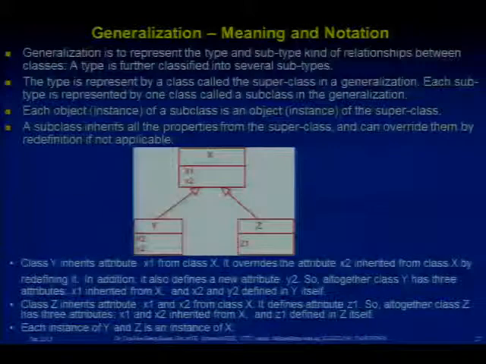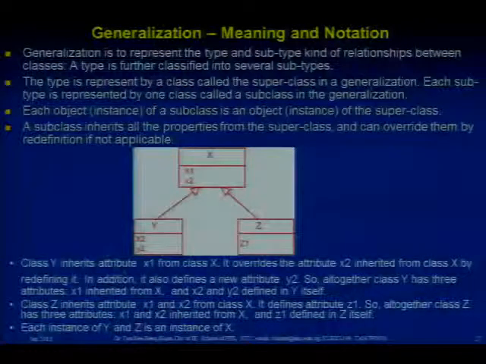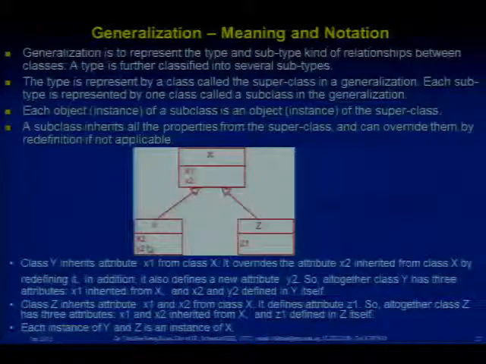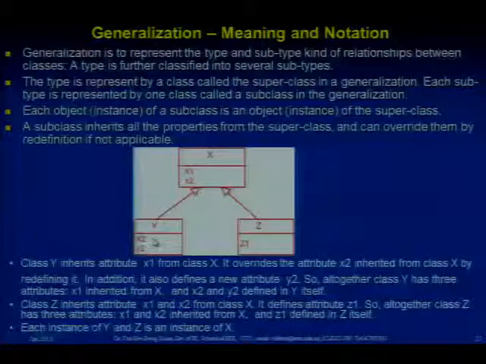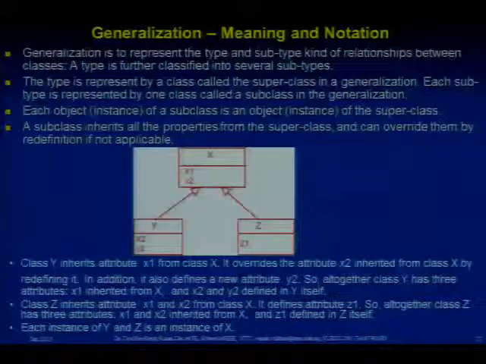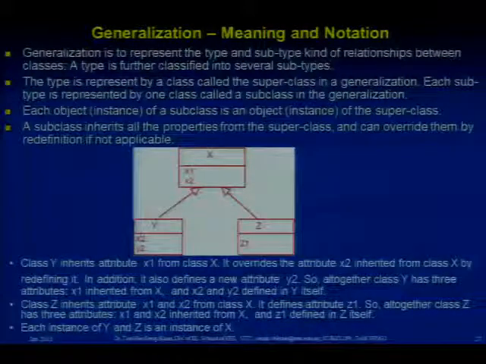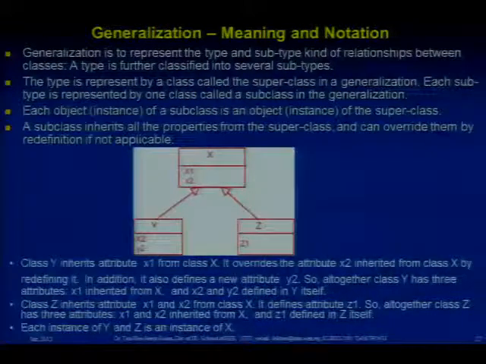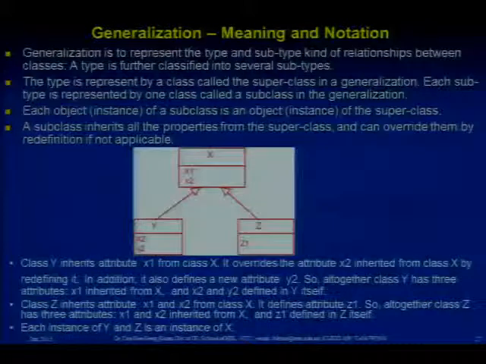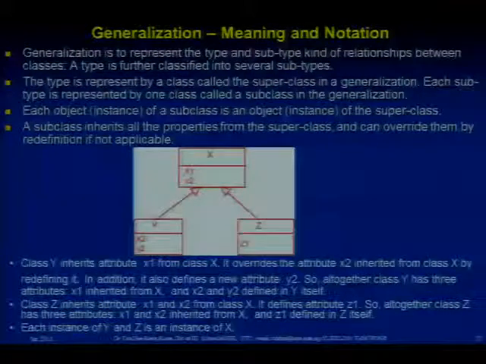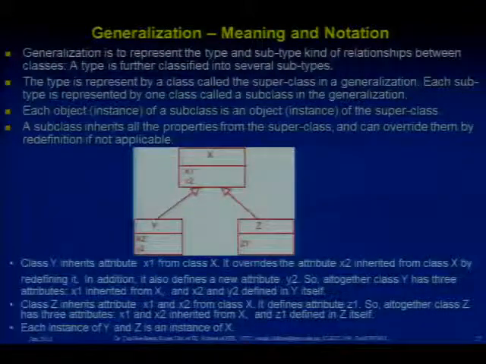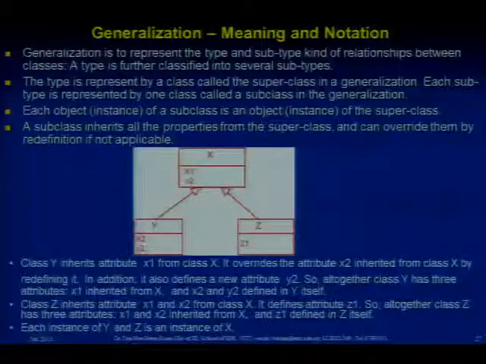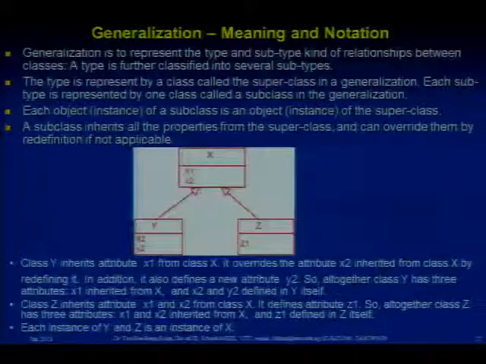So over here, by the points I have just discussed, straight away you can see that the subclass Y has how many attributes altogether, from inheritance, from overriding, and from defining new ones? Subclass Y has how many attributes altogether?